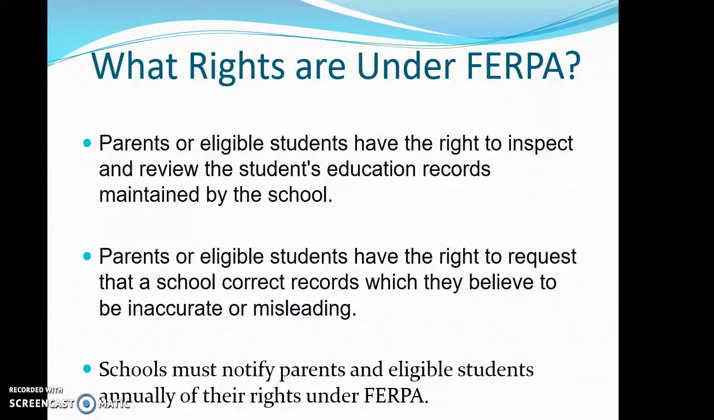Parents or eligible students have the right to request that a school correct records which they believe to be inaccurate or misleading. So a parent or eligible student can request in writing that a record be corrected. However, the school does not have to honor the request. The school can consider the request, and if they deem it to be a legitimate and accurate request, then they can change or make corrections within the student's academic or cumulative records.